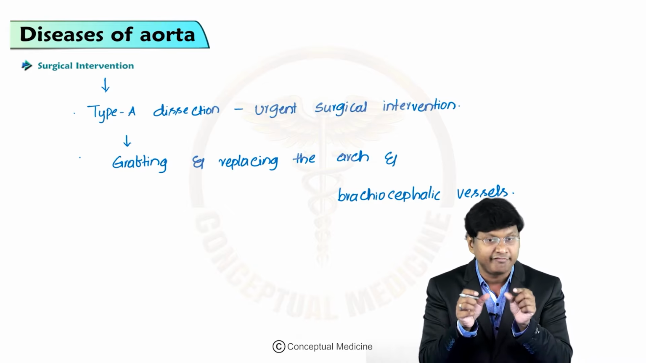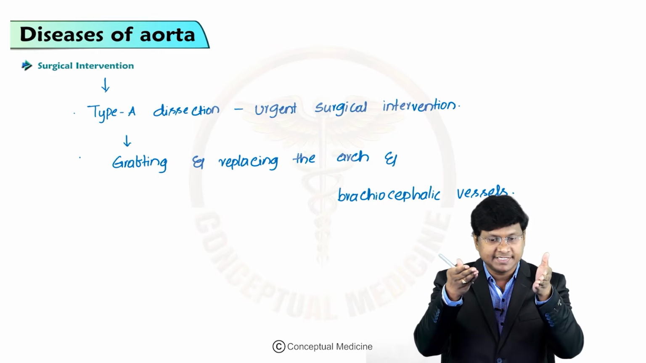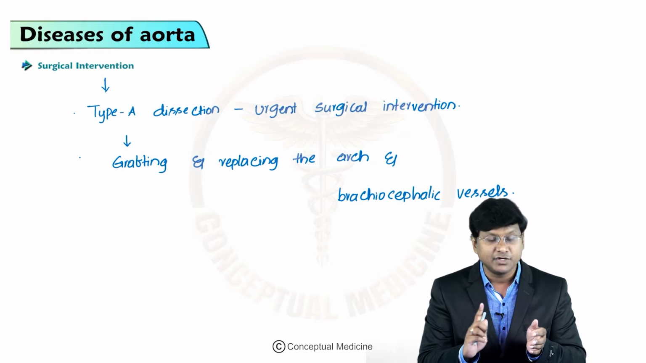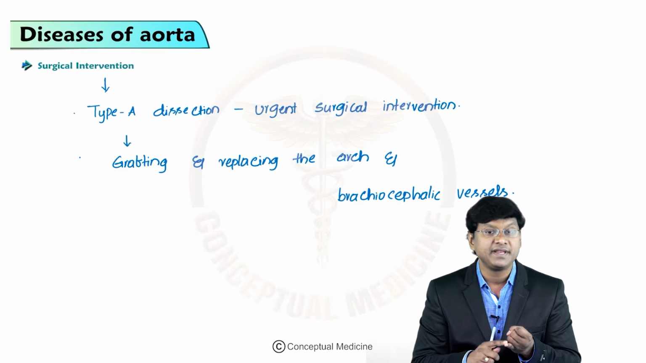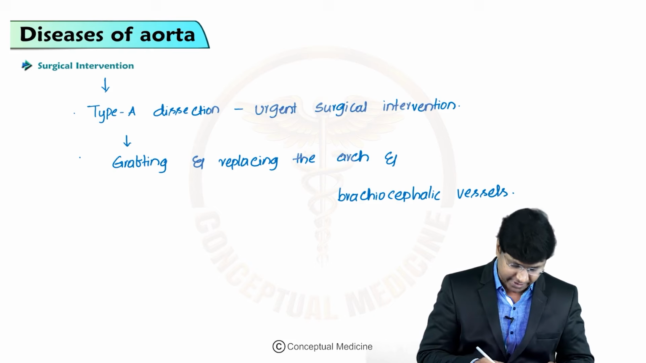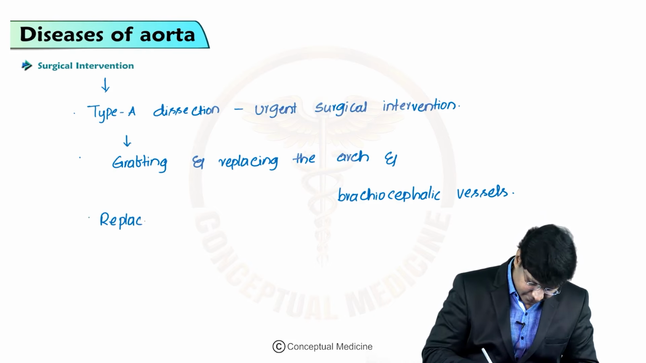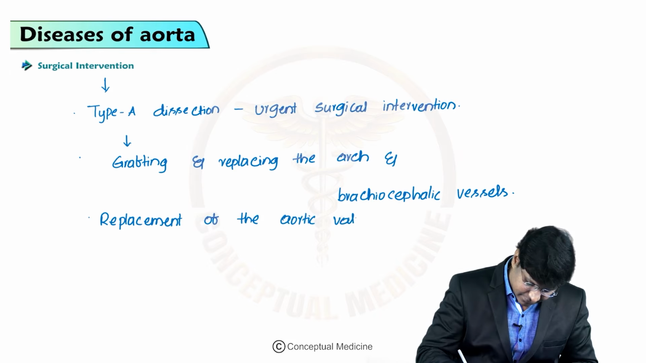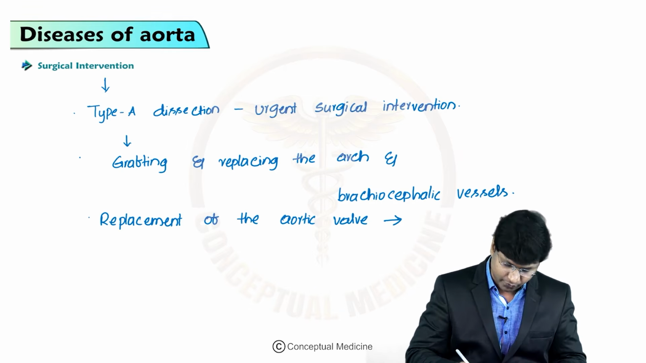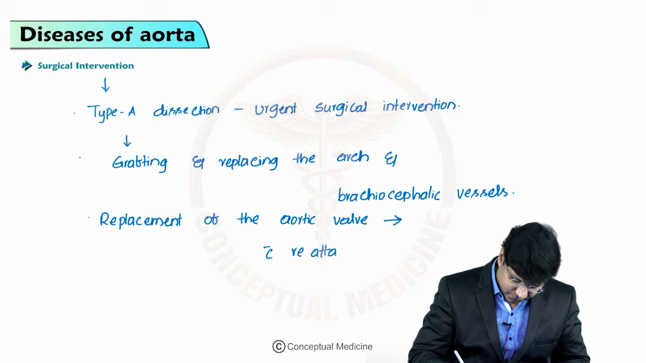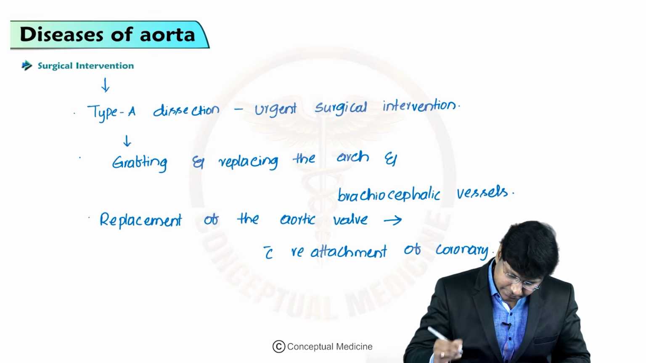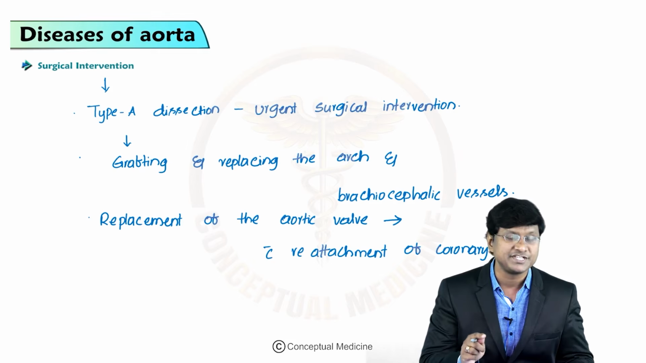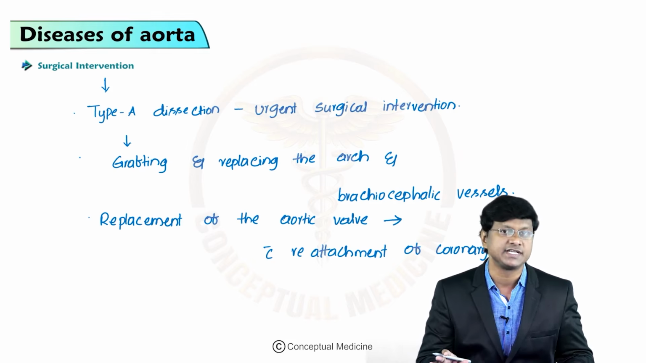And you take the aortic valve. In certain scenarios, as I have discussed, the aortic dissection can progress retrogradely, where there can be involvement of the aortic valve also, resulting in aortic regurgitation. So replacement of the aortic valve may be required with reattachment of the coronary arteries. So that is about the surgical intervention. Please remember, all type A dissections require urgent surgical intervention.